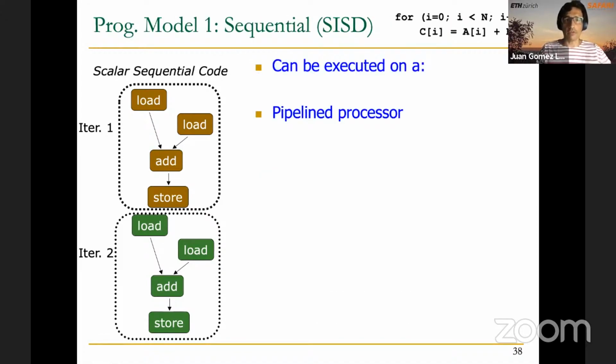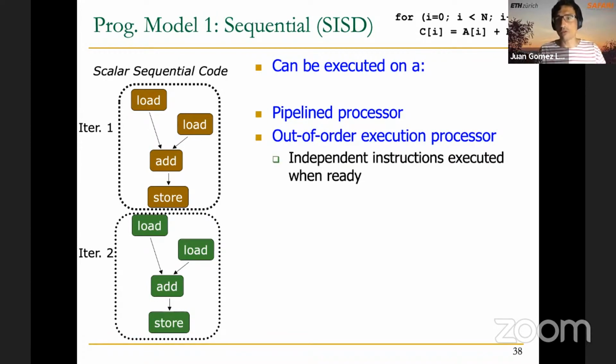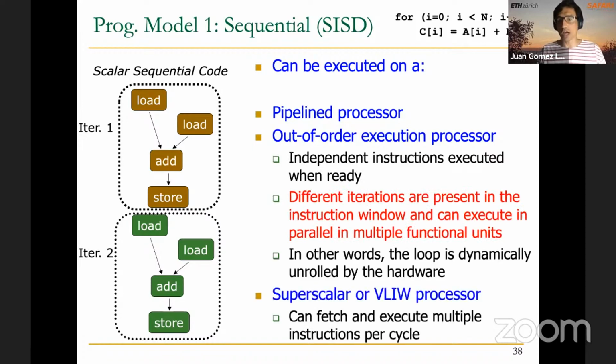So let's first take a look at the simplest case, right? The sequential program in the SISD paradigm. We write the sequential code, and then we can execute this either on an in-order pipeline processor or an out-of-order processor, or even a superscalar or very long instruction word processor. The only difference between all of these is in the execution model, where the more complex the processor is and the more features it has, the more ability it has to extract parallelism that naturally resides in the programs, right?